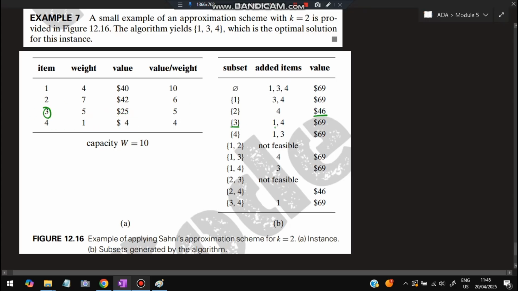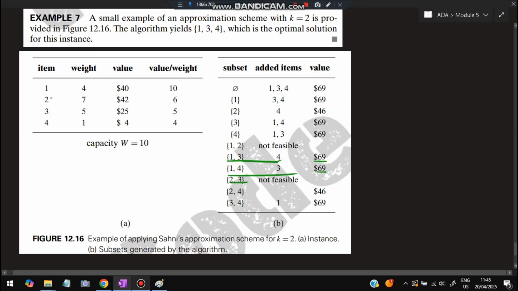Now if I select 3 here, which items can I select? If I select 3 here, I can select 1 and 4, right? Because 1 3 and 4 can be formed. 4 plus 5 plus 1, it will be 10, and the value will also be highest, which is 69, so I'll be writing here 69. 4 means 1 3, again 69. 1 2 I cannot take. If I take 1 2, what will happen? 4 plus 7 exceeding the weight. 1 3 I can take with 4, it will be 69. 1 4 with 3, 69.